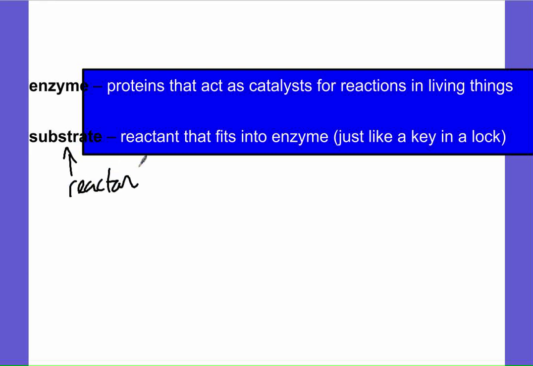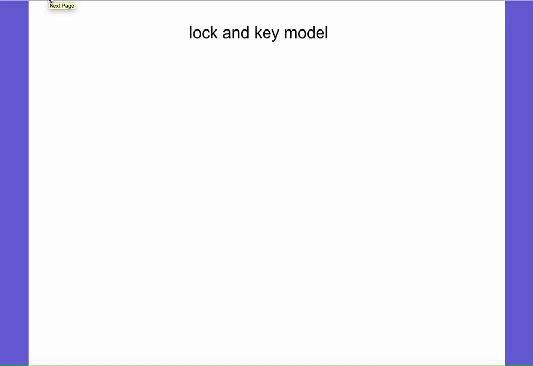But it's a reactant that fits into your enzyme, and that enzyme is going to help that reactant turn into some product. And it fits into that enzyme just like a key in a lock. So that's where we come to this first model, the lock and key model. So I need to draw something here, and you need a picture just like this in your notes. So this is going to represent my catalyst, right? My enzyme.